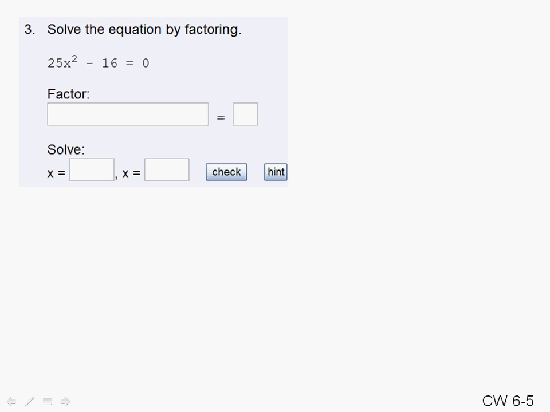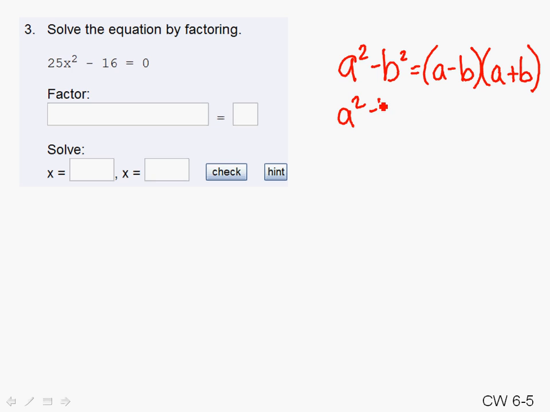For the difference of two squares, if you have a squared minus b squared, the factoring rule says the factors will be a minus b and a plus b. These can go in either order, so a squared minus b squared, you could also say is a plus b and a minus b. Okay, because they're being multiplied, it comes out to be the same answer. And whether you put the negative first or the positive first, it comes out to be the same.